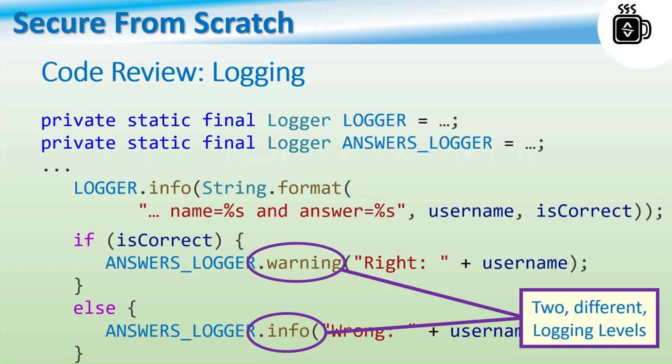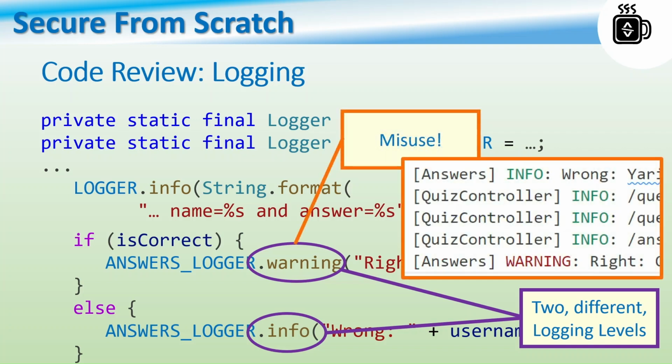We can also see that answers logger is used to log at two logging levels using the info and warning methods. The difference can be seen in the output. When it is a warning, we see it in orange. When it is an info message, we see it in green.